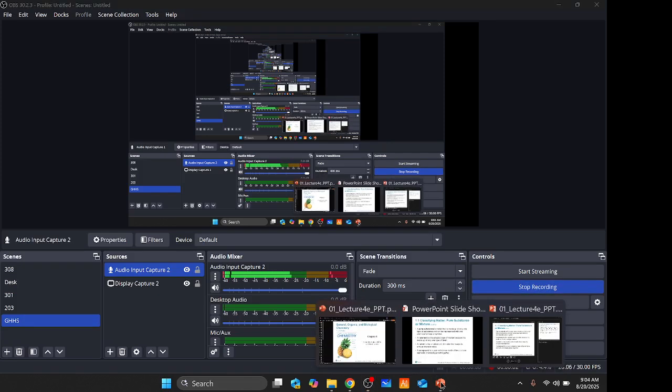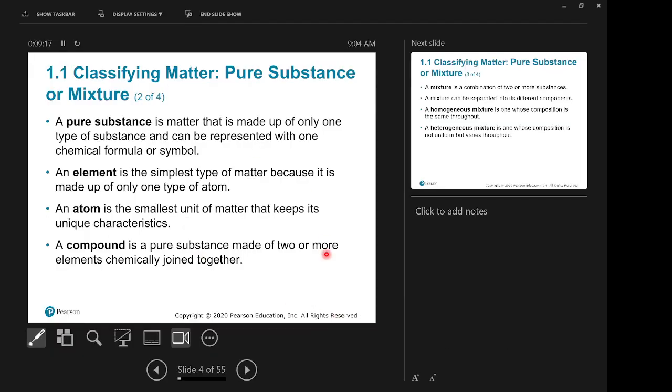Okay. So, for example, right here we have the element, the simplest type of matter, because it's made up of only one type of atom. That's kind of true, but not really. There are simpler types of matter that have mass, but a better definition would be an element is the simplest unit that still has all of its properties.